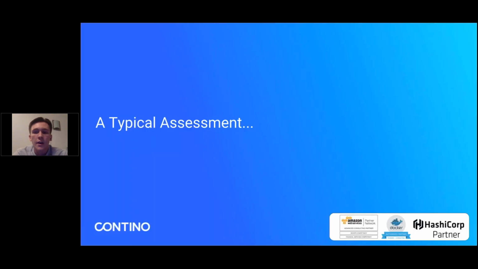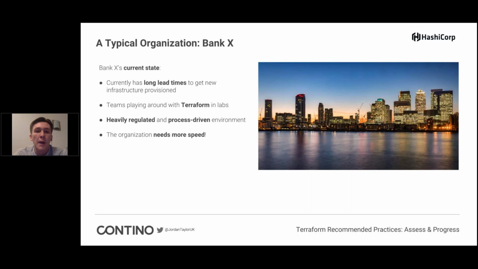So when you use the best practices guide, a typical assessment that I have seen personally is, let's take Bank X, for example. The organization has long lead times to get new infrastructure. There are teams using Terraform. There are a lot of fans within the organization playing around with Terraform, but you work in a heavily regulated and process-driven environment, so making any big changes in the organization is tough. But at the end of the day, you need to deliver code more effectively and more efficiently, so you need more speed.